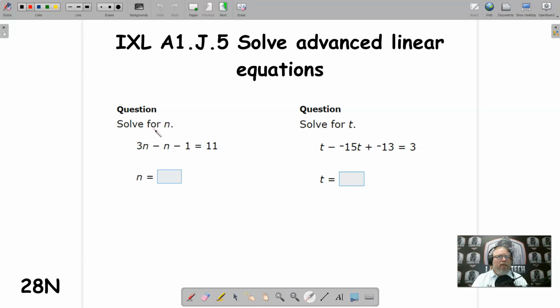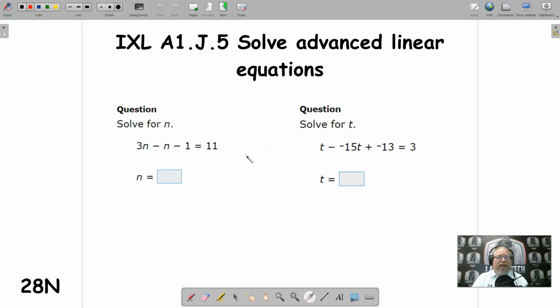So on this one we have to do more than 2 steps, we'll actually have to do multiple steps. Since we're doing 3 or more steps to solve the equation, they're calling these advanced linear equations. In the textbook, they were referred to as multi-step equations.